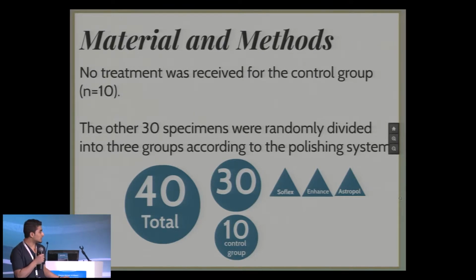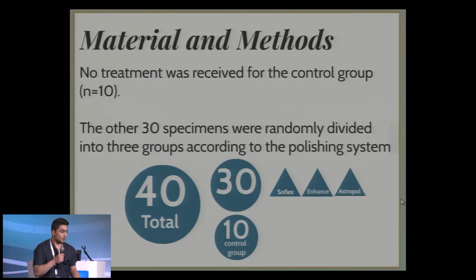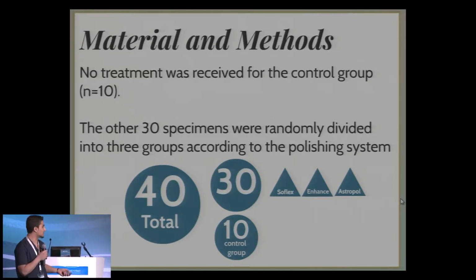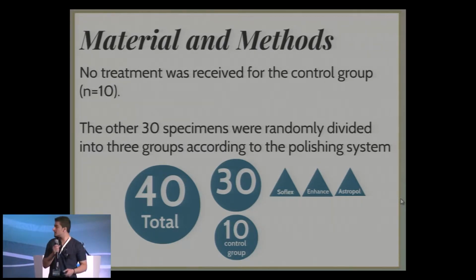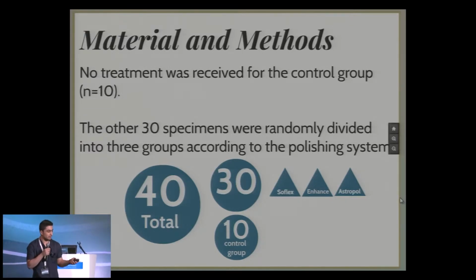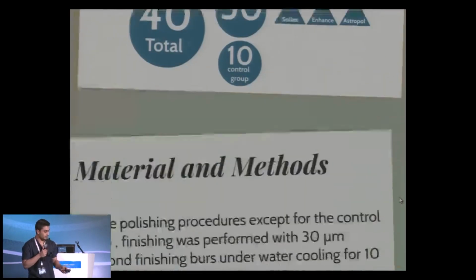We divided them into two groups. The first group is the control group with 10 samples. The other 30 specimens were randomly divided into three groups according to the polishing systems. As I mentioned here, the polishing systems: the first one is Soflex, the second one is Enhance, and the third one is Astrobrush. And I will mention the differences between them.